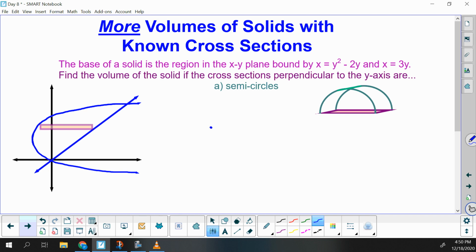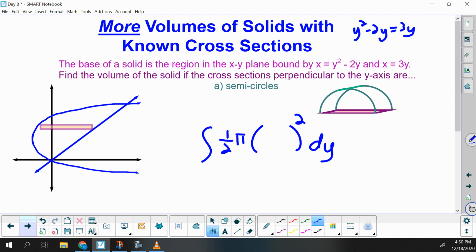Well, your basic setup for a semicircle is you have 1/2 pi times some radius squared. The way our slices are, we're hitting the y-axis, so we should be dy. Let's figure out our bounds by setting those equal to each other. y squared minus 2y is equal to 3y. That's y squared minus 5y equals 0. And if you pull the y out, you get y times y minus 5 equals 0. So we'll get 0 and we'll get 5 for our bounds.